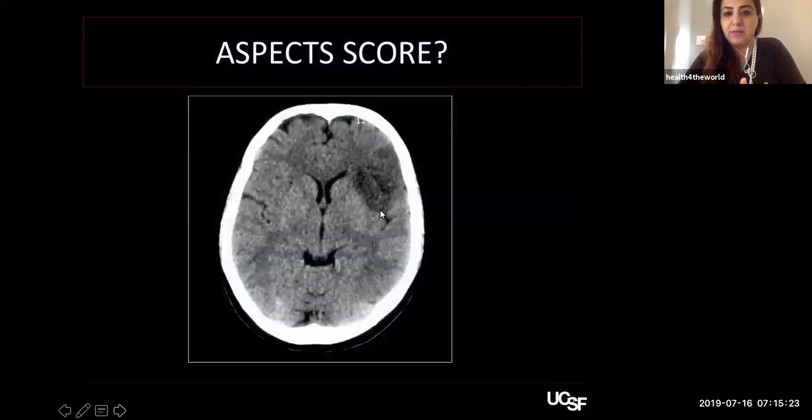Okay, so for example, what is the aspect score in this patient? So a perfect score is 10. So how many structures are involved here? We have the insula involved here, and we have one of the M2 parts involved here. So we subtract 1 for insula and 1 for M2. So that would be 10 minus 2, and that would be 8. So this would classify as an aspect score of 8, which is still in the small infarct distribution.